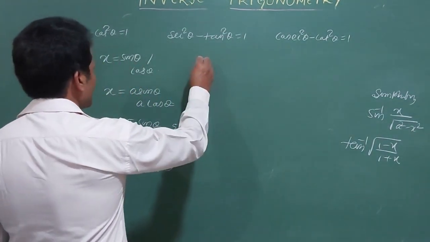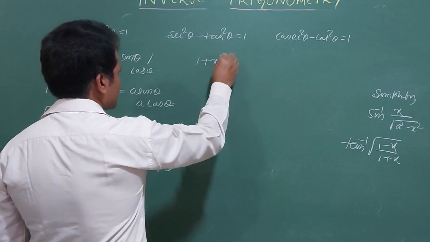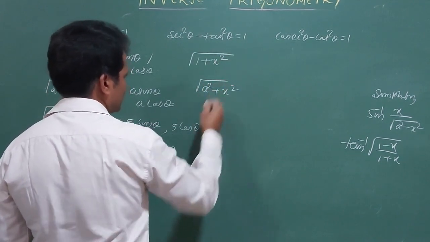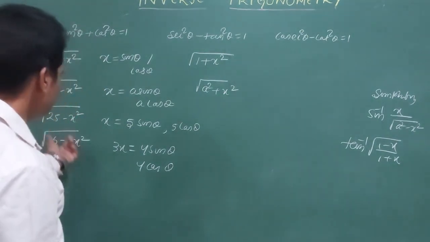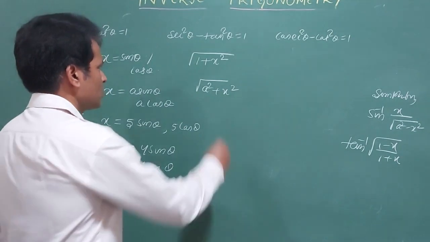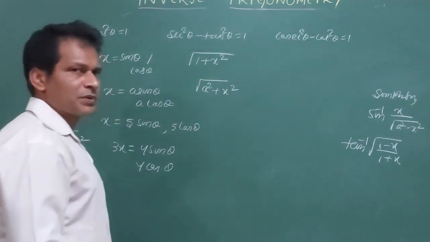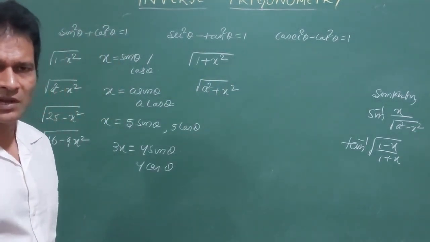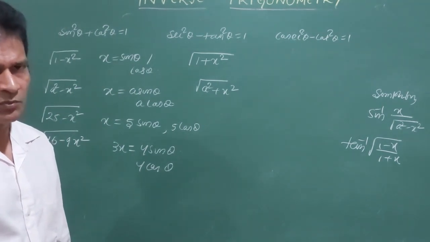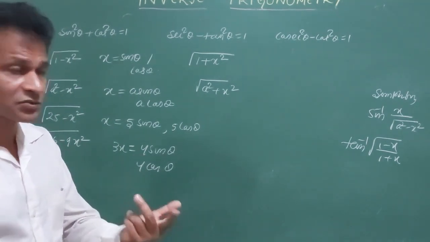Then suppose I get 1 plus x square, under root a square plus x square, similarly 25 plus x square, 16 plus x square. What will I assume? You can understand now. I cannot apply sin like the previous case. 1 plus sin square theta has no formula. 1 plus cos square theta has no formula. 1 plus sec square theta also has no formula. Then what should it be?